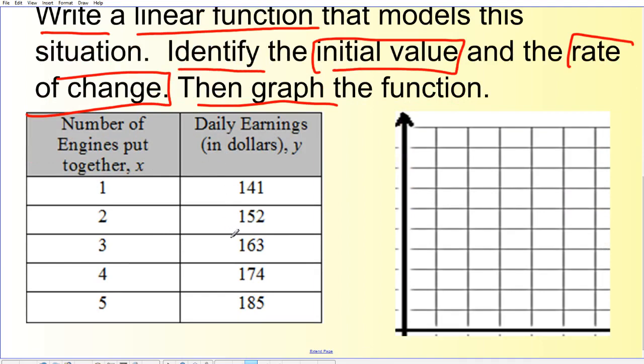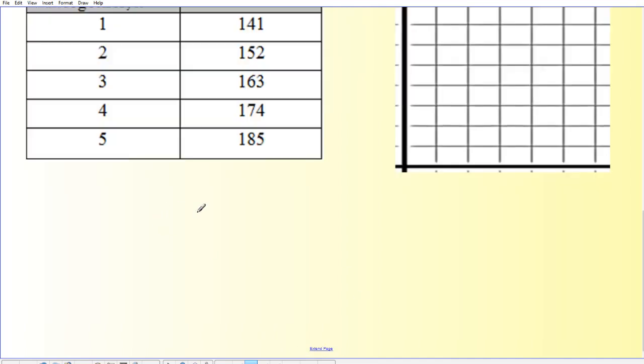And I'm looking at the table they give me. Does it give me my initial value? Does it give me my y-intercept right away? No. I'm looking at my rate of change. Does it give me the slope? No. Can we find those things? Yeah, absolutely we can. So let's do that.